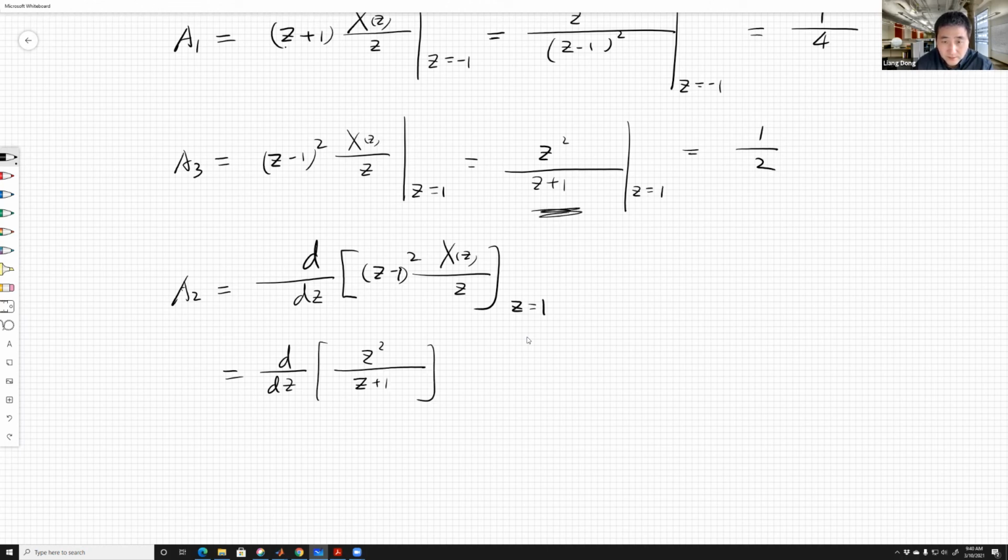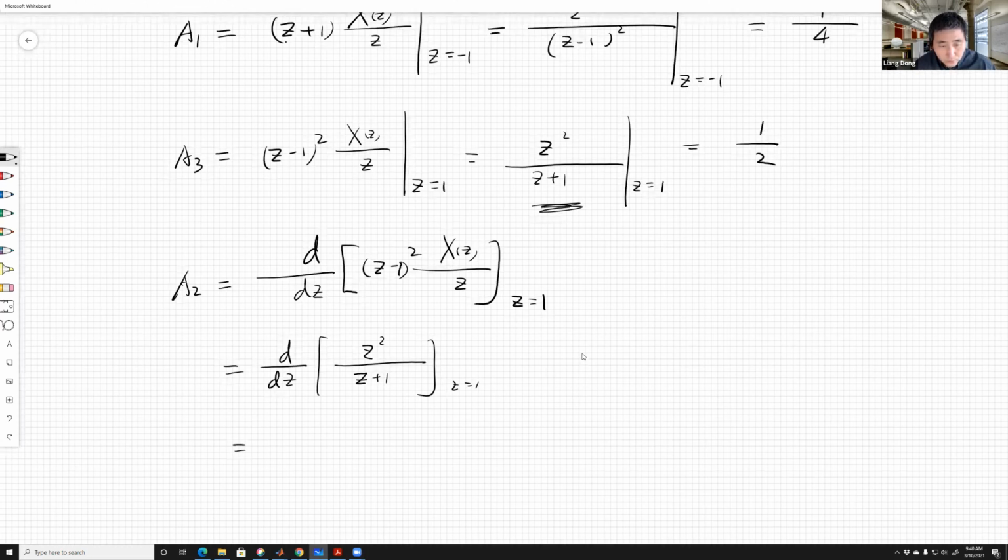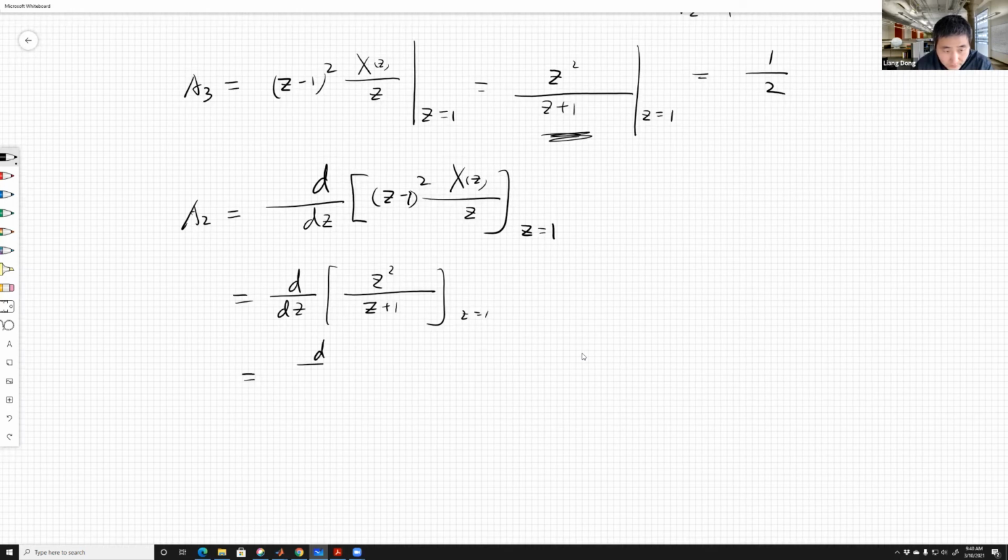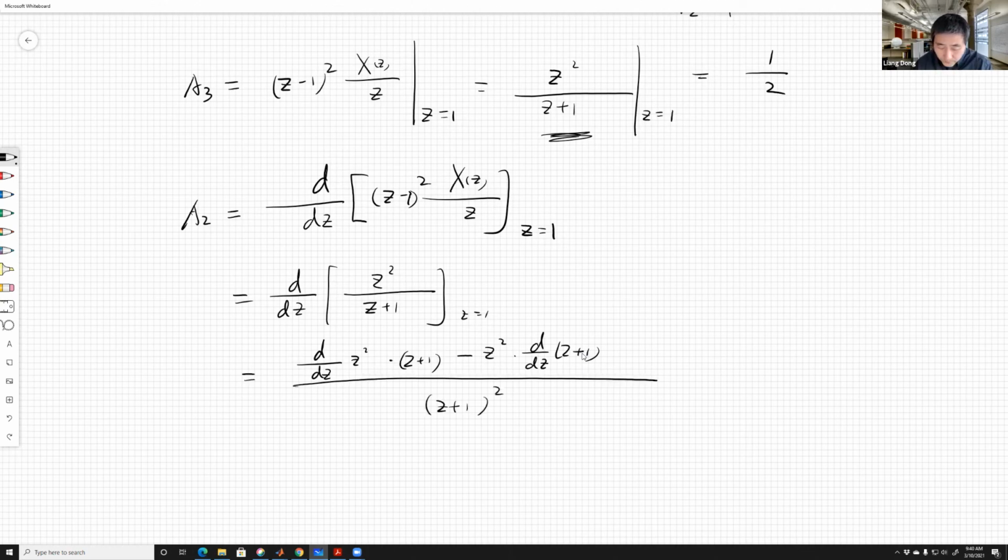This part here is evaluated at z equals 1. Let me evaluate this. To do this differentiation, we are using the quotient rule. Let me write in some detail: the derivative of the numerator times the denominator term, subtract the numerator times the derivative of the denominator term, over the denominator term squared. This is the quotient rule.